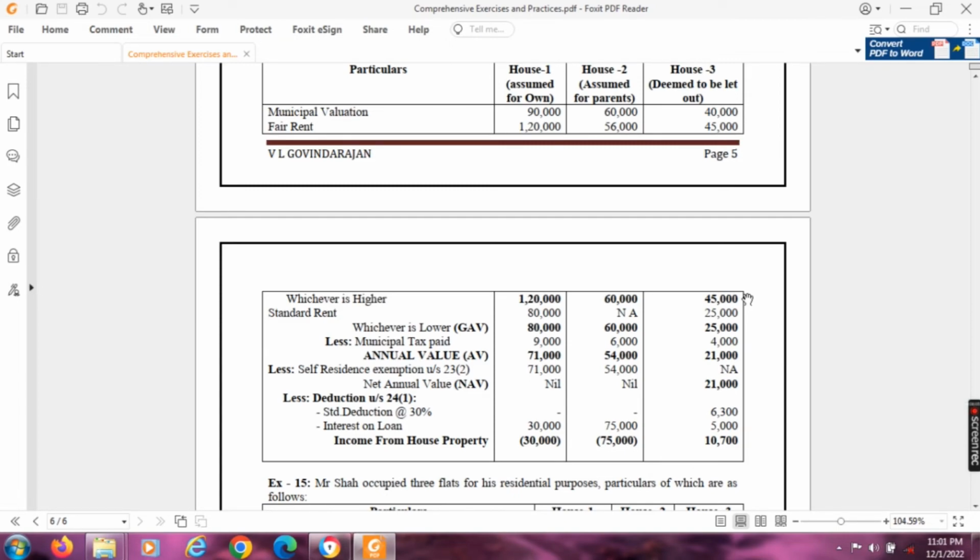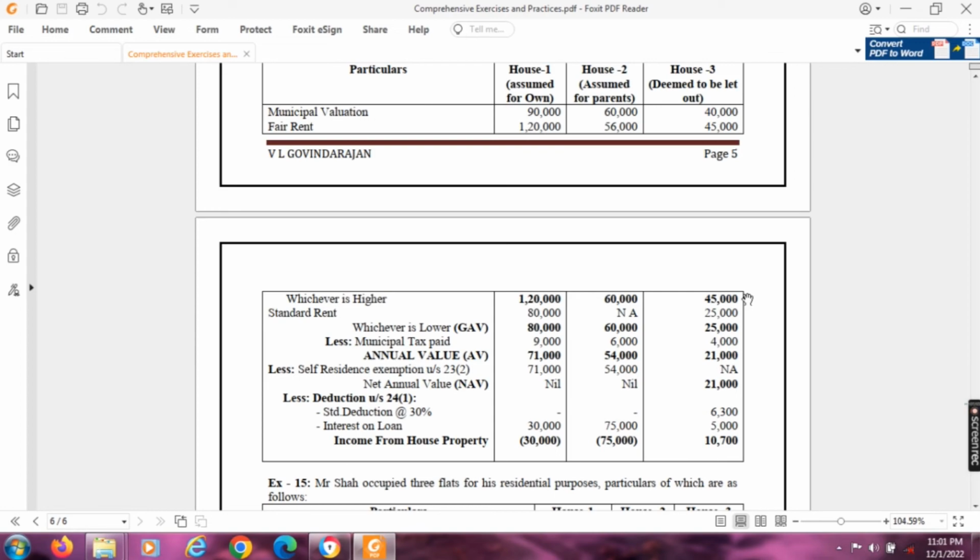Others are the same. Less municipal tax, balance annual value for house 1 and house 2. We can claim self-residence exemption for house 1 and house 2 because these properties were occupied for self-residence. So the net annual value will always be nil. And for the third house it is 21,000. Here, less deduction under section 24 clause 1, standard deduction 30% as usual, and interest on loan.